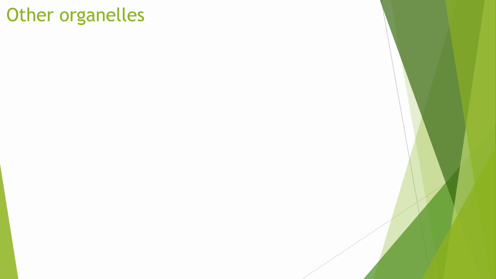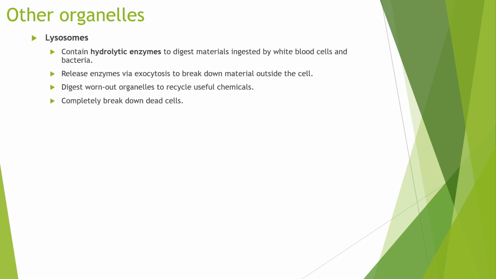Okay, so there are four more organelles that are commonly found within eukaryotic cells. The first one we're going to discuss is lysosomes. These are small vesicles filled with powerful hydrolytic enzymes. They play a vital role in the immune system by digesting harmful materials like bacteria and debris ingested by white blood cells. Lysosomes can also release enzymes outside the cell through a process called exocytosis, breaking down materials in the cell's surroundings. Inside the cell, they act like a recycling center, breaking down worn-out organelles so their components can be reused. In some cases, lysosomes can completely digest dead cells, ensuring waste is removed efficiently.